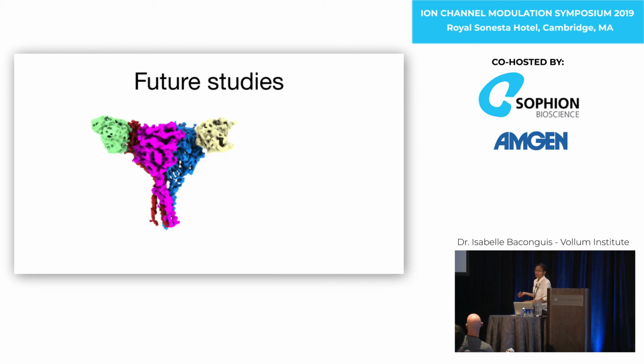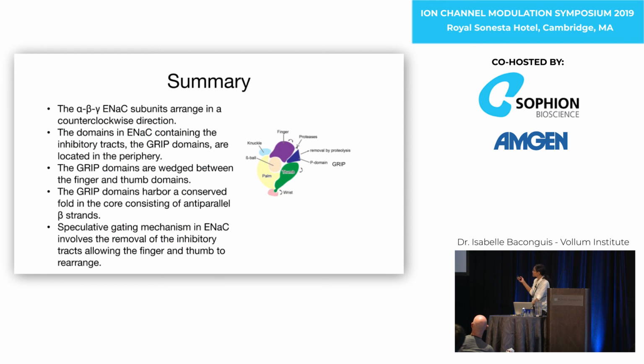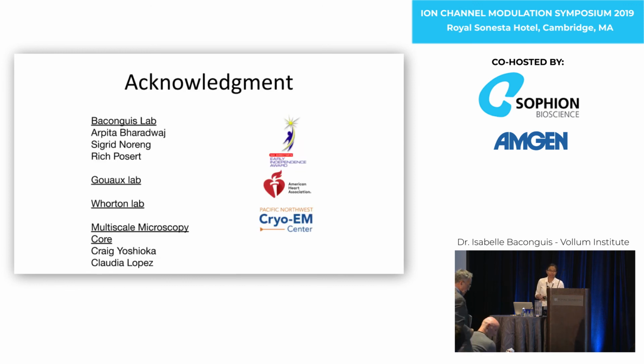But as any ion channel biophysicist would ask, where's the transmembrane domain? In this case, it was really poorly resolved, and it's probably because we hypermutated it, also because it was in detergent micelles. So there's a lot of things to be done with ENaC still. I just want to make sure that I acknowledge people that have done the work on this ENaC structure. Thank you.